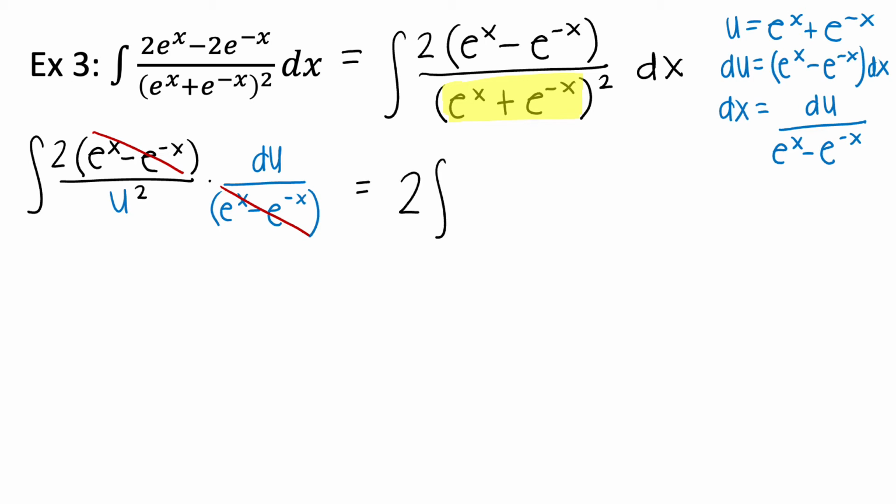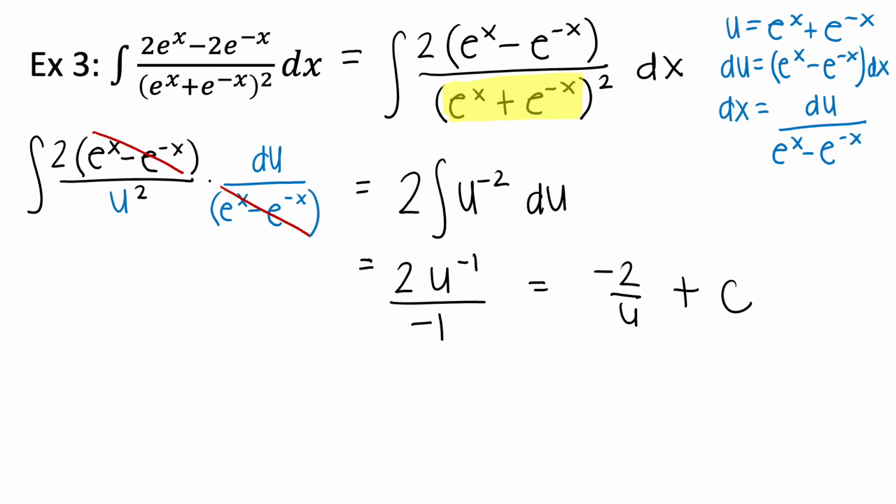So we have 2 times the integral. Now what we have left over is u squared in the denominator. Remember, when you have an exponent like that, you want to write it as a negative exponent. So let's write this as u to the negative 2 du. And now we can just go ahead and use our basic power rule. So we're going to keep our 2 on the outside. We're going to raise u to the 1 higher power, and 1 higher than negative 2 is negative 1, and divide by that same power. Let's simplify this to be negative 2 over u, and then of course a plus c.